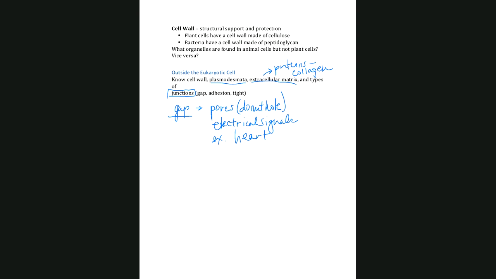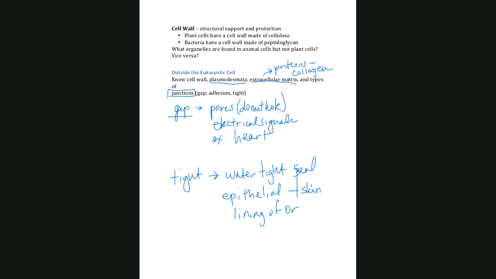Okay, these form, it's almost like zipping up cells. They form a watertight seal. Epithelial cells, or epithelial tissue, is a type of tissue that you find in your skin, and you also find this type of tissue in the lining of your internal organs. So we don't want leaking, right? We want a tight seal between those two.